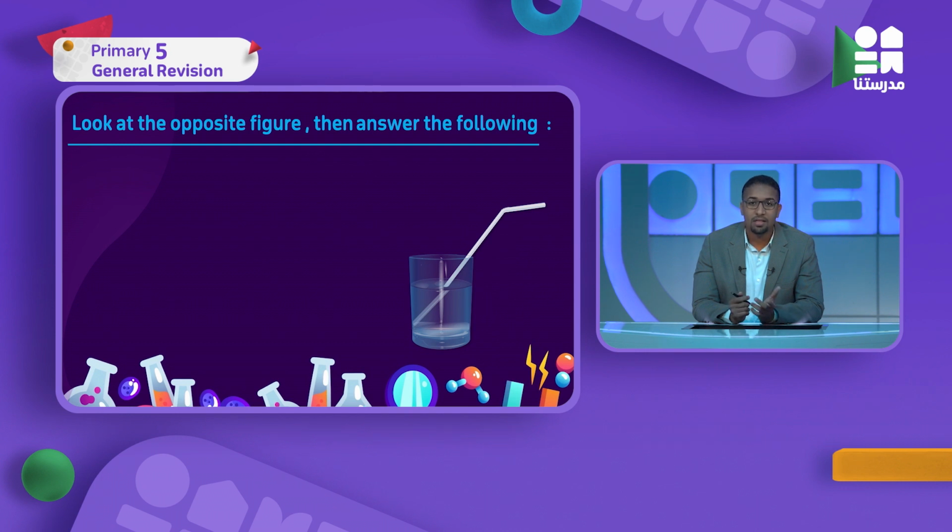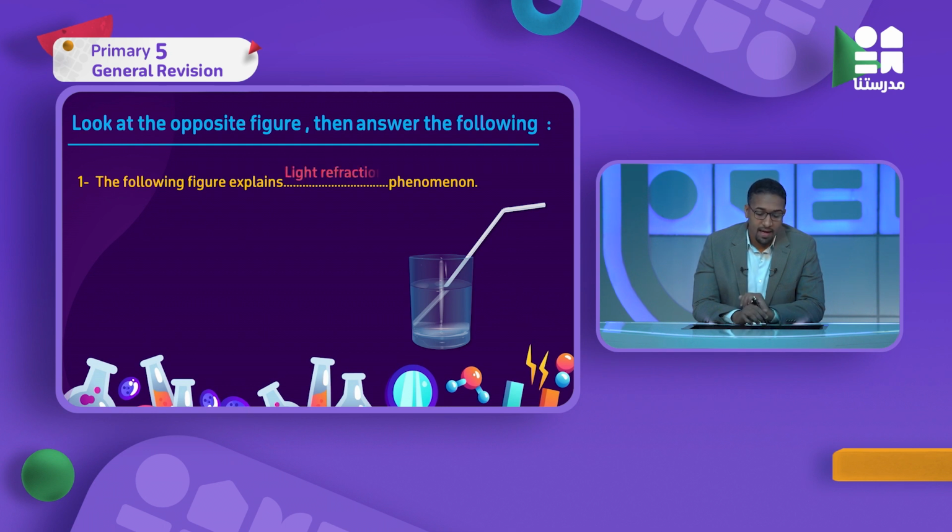The next question, look at the opposite figure, then answer the following question. We have here something like a rod and it seems broken. So this phenomenon we have to explain here. We have 2 media, water, which is a transparent medium, and air, which is also a transparent medium. So the figure represents what? The following figure explains which phenomenon? Yes, light refraction.